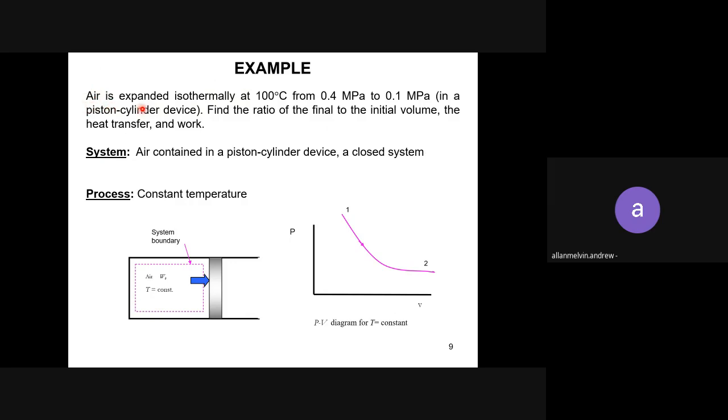Okay, so it's expanded. Expanded maksudnya from inside going out. So this is a correct one lah. So this is supposed to be a positive. Okay, so isothermal. So another term is isothermal. So it's a constant pressure, temperature. So temperature is 100 degrees Celsius. So P1 is 0.4. So P2 is 0.1.